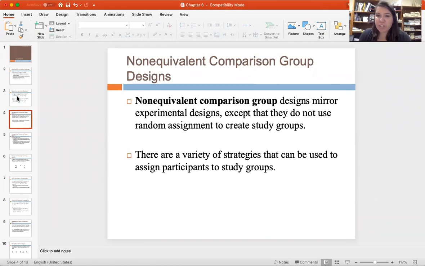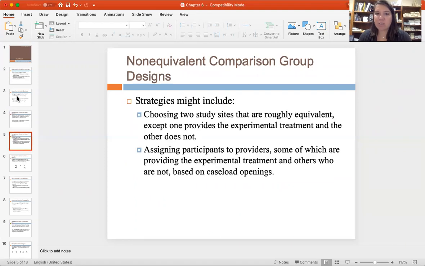Non-equivalent comparison group designs mirror the same ones as experimental designs, except they do not use random assignment to create groups. So that R that you saw at the beginning of each of those images does not happen with quasi-experimental designs. There can be a variety of different strategies used to assign participants to study groups. You may choose to study sites that are roughly equivalent, where one provides the experimental treatment and the other does not. You may assign participants to a certain provider, some of whom are providing experimental treatments and others who are not, depending on caseloads.